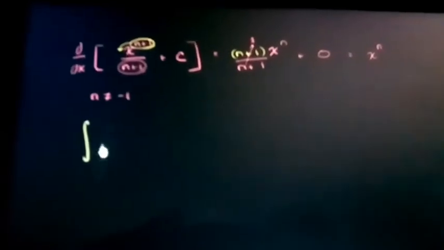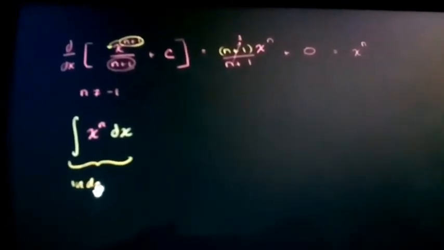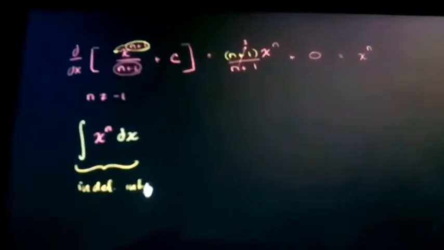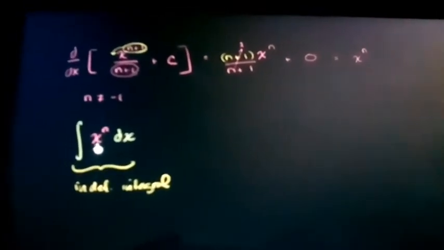Let me switch colors here. What is the antiderivative of x to the n? And remember, this is just the kind of strange looking notation we use. It'll make more sense when we start doing definite integrals. But what is the antiderivative of x to the n? And we could say the antiderivative with respect to x if we want to. And another way of calling this is the indefinite integral. Well, we know this is saying x to the n is the derivative of what?